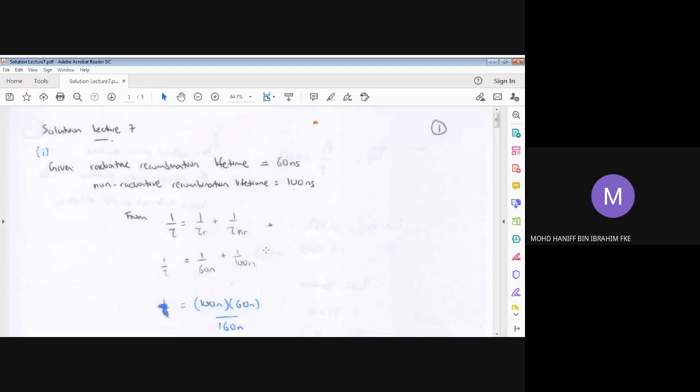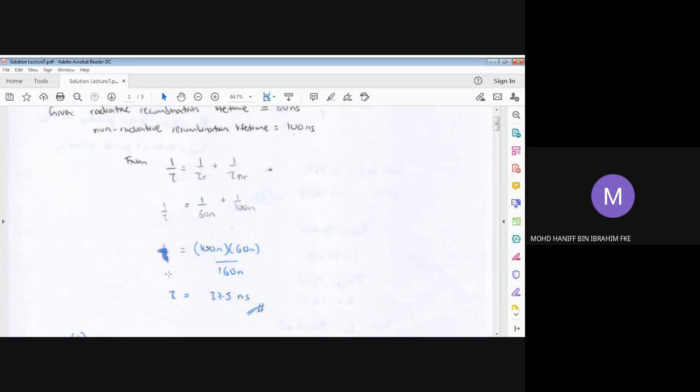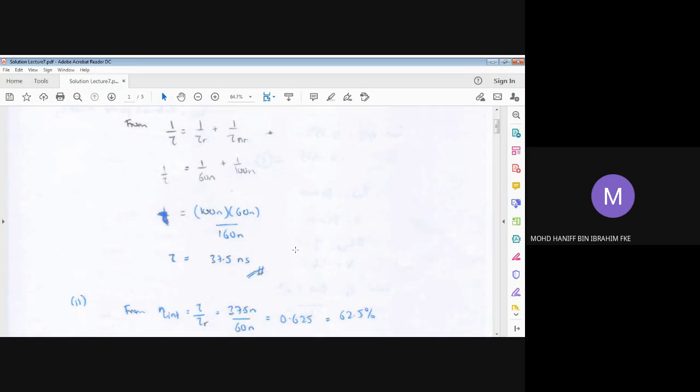In the efficiency characteristics of the LED. You can refer to the notes. Okay, so from this calculation, we can obtain tau, the total recombination time, to be equal to 37.5 nanoseconds straight away.